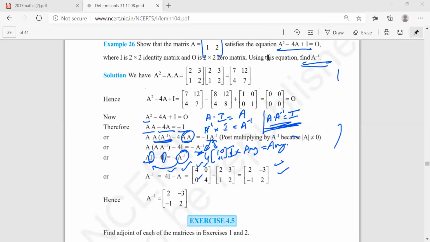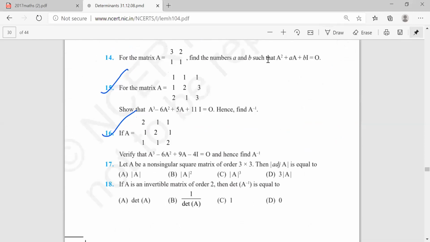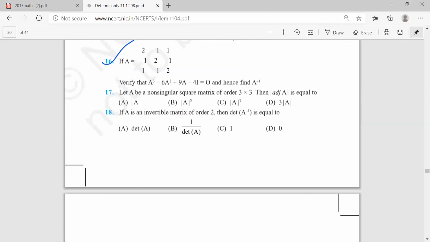Ria, did you complete? And please mark these questions also, the ones which I told, the 15th and 16th. Yeah, the 15th and 16th ones, please mark them.